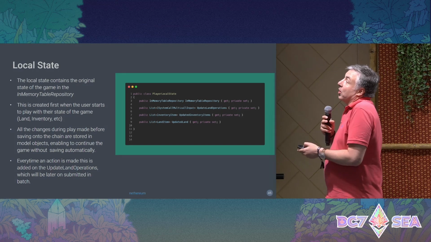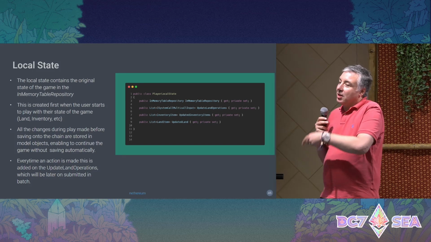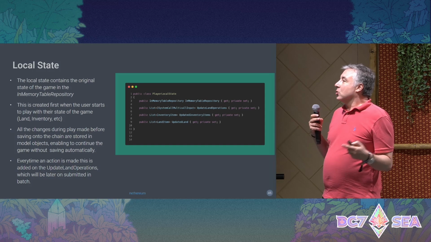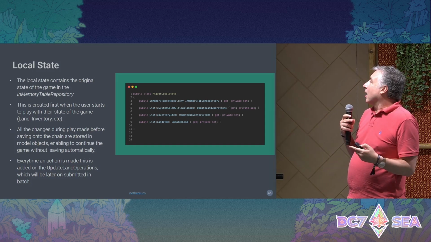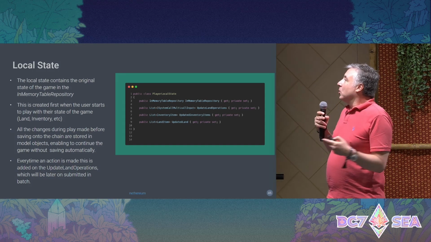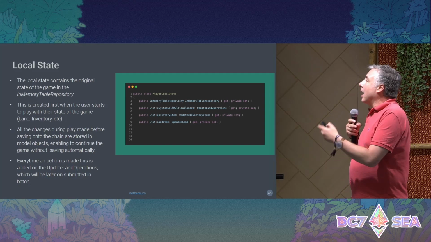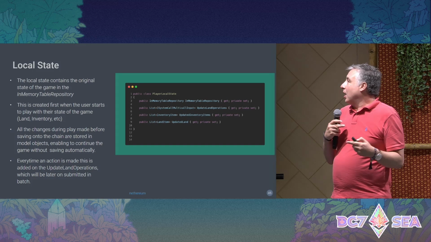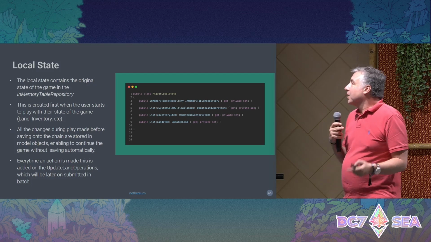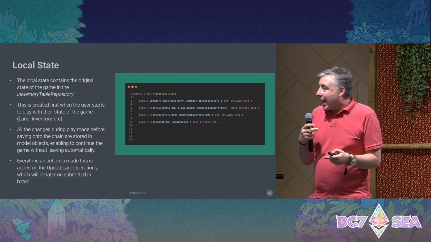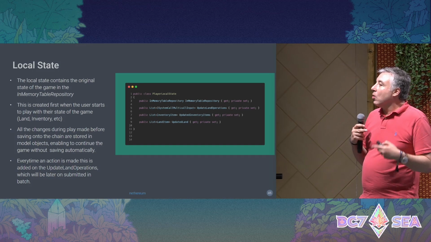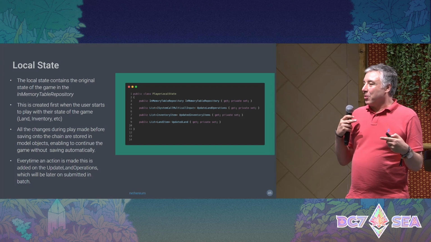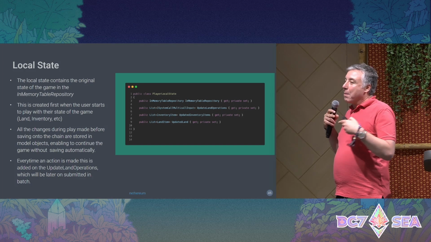What we do is keep an in-memory table repository, the one I was talking about before. Once the user starts the game, we load all the data into the current state, and any actions that the user makes, we keep in a separate collection of actions in memory, so later on we can batch those actions.